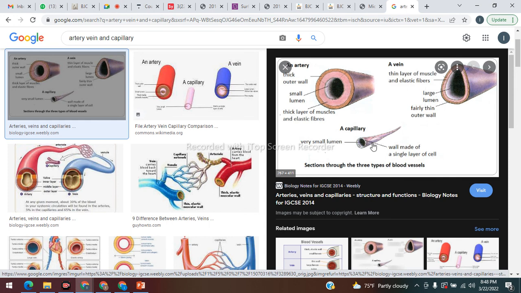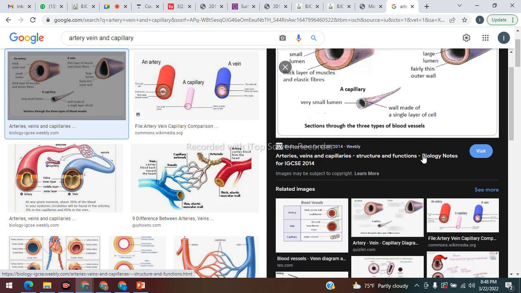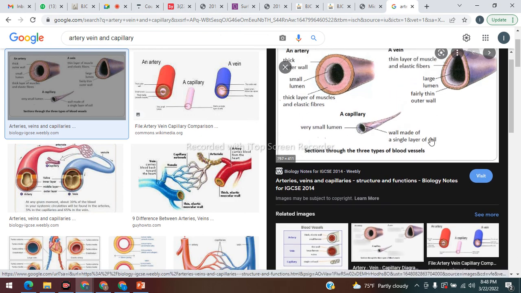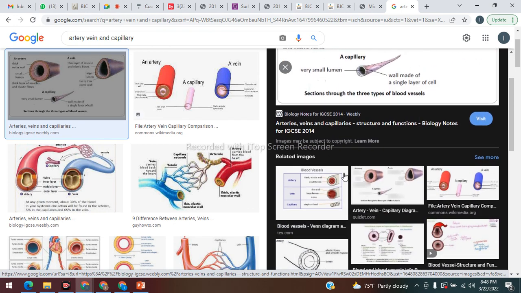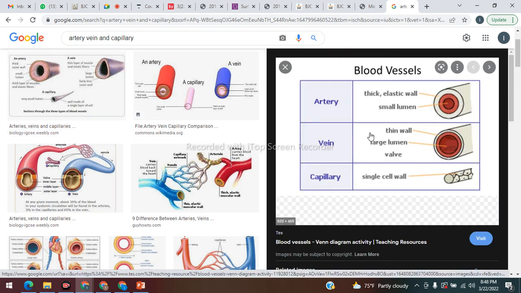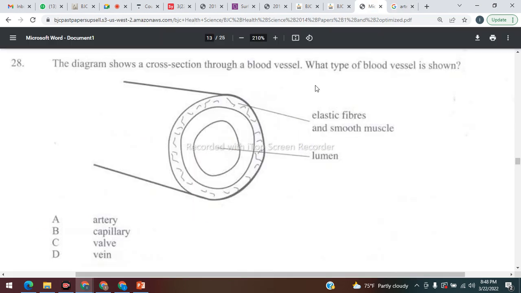Capillary is only one cell. It has a very small lumen. It's made of a single layer of cells. So that's the difference between these three blood vessels. Again: single cell wall, thin wall, large lumen and valves, thick elastic wall and small lumen. This is your artery, vein, and capillary. So the correct answer here is A, artery.